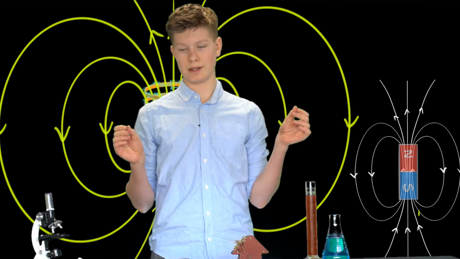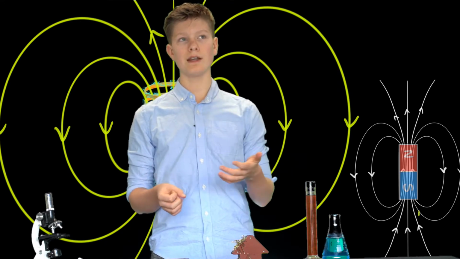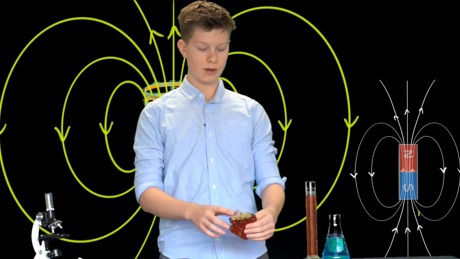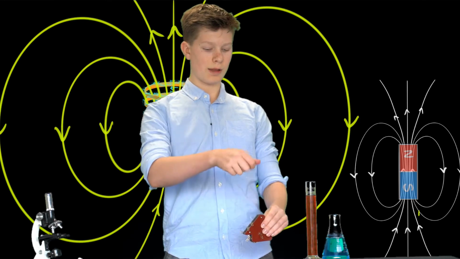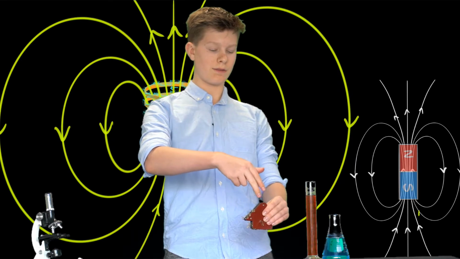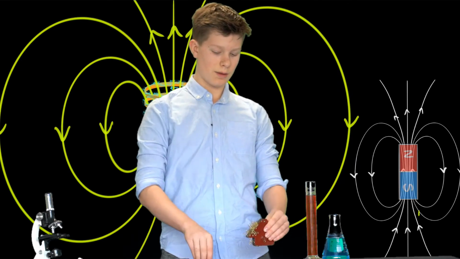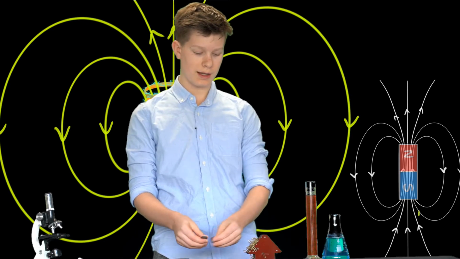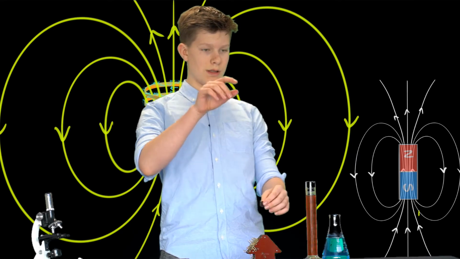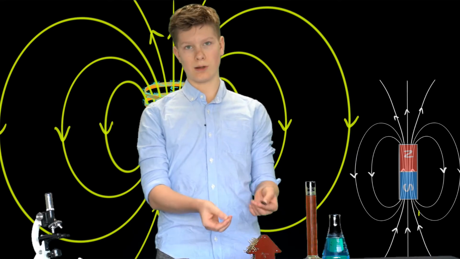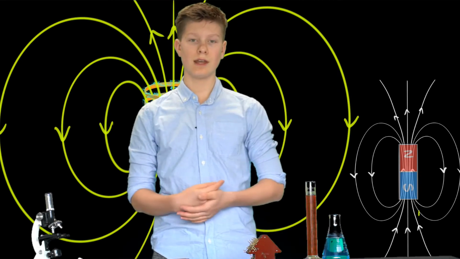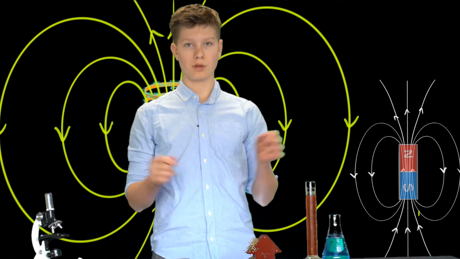A field is the space in which a magnet will affect other things. For example, when I drop these on here, they attract because its magnetic field is slightly larger. But if I hold this somewhat smaller magnet here, it's not going to do it. If I come closer, then it will, because the smaller the magnet, the smaller the magnetic field is going to be.